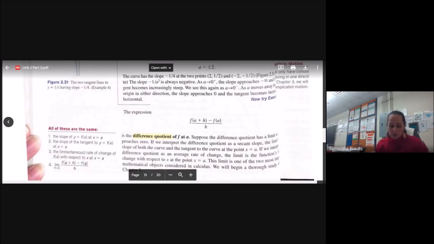This limit is one of the 2 most important mathematical objects considered in calculus. We will begin a thorough study of it in chapter 3. Okay, so basically we're going to start learning about derivatives in chapter 3, which is super fun. Okay. You get to manipulate all sorts of different equations.